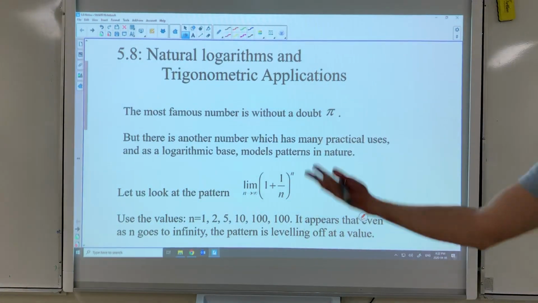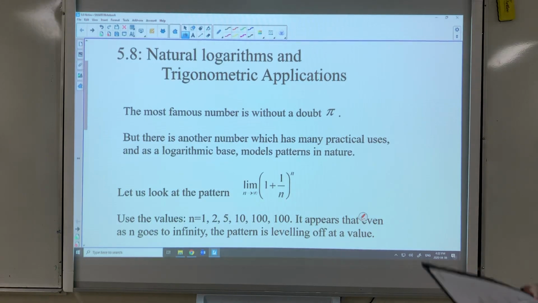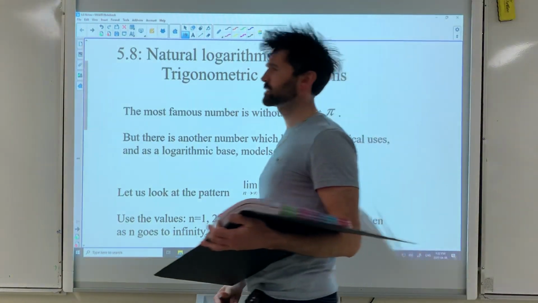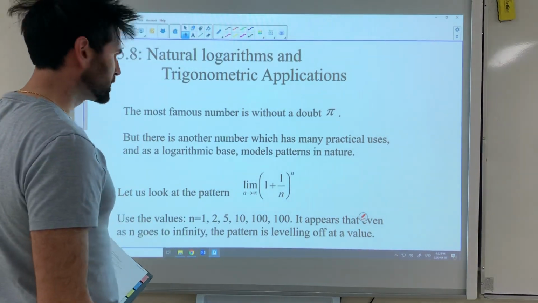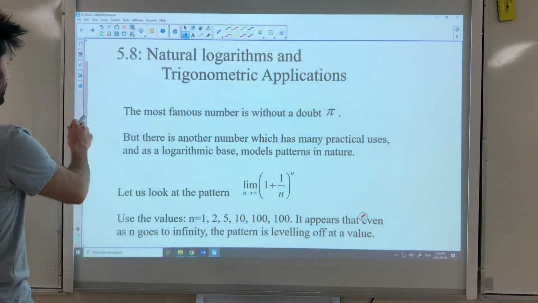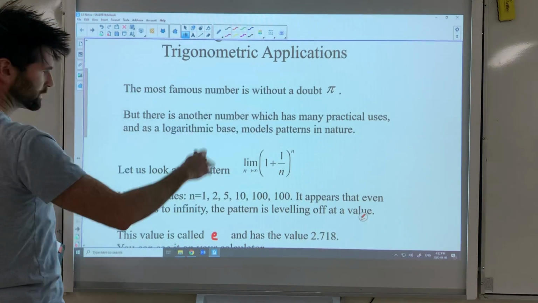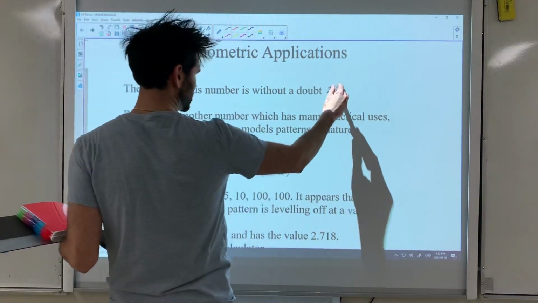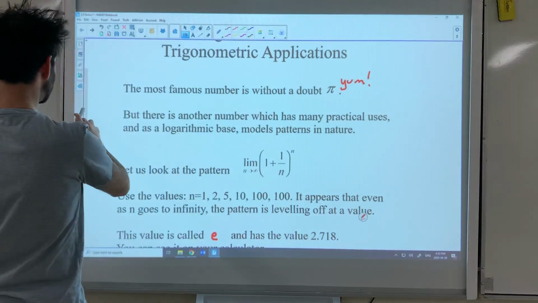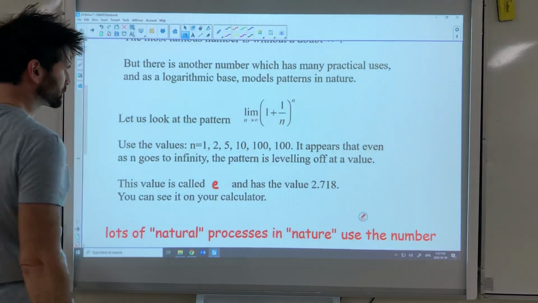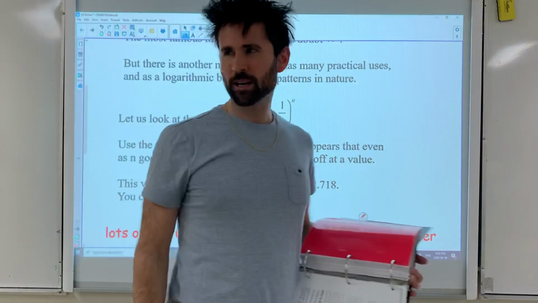Today we are doing 5.8 natural logs and trigonometric equations. Very exciting stuff. So today we're finally going to look at this famous thing called the natural logarithm and the number e. So we all know pi is super great. Pi is delicious. We know that's a famous number, but there's another famous number that we haven't talked about yet. And it's a weird one.